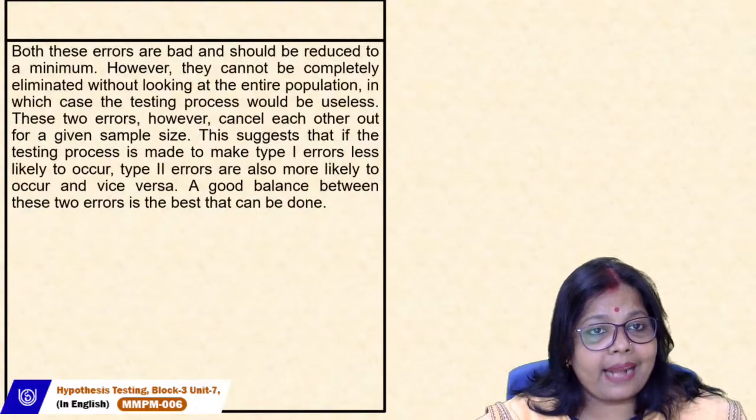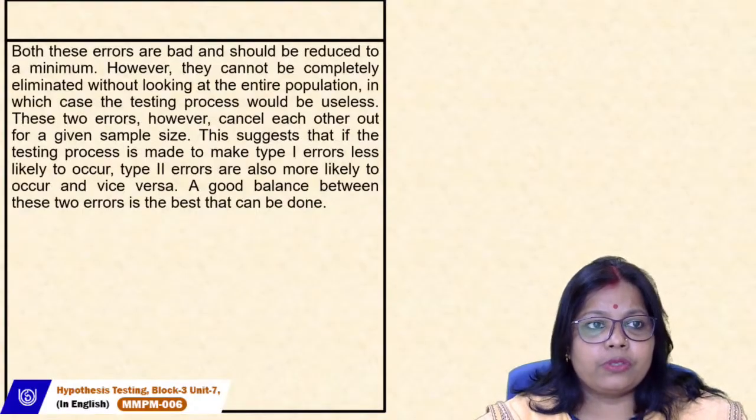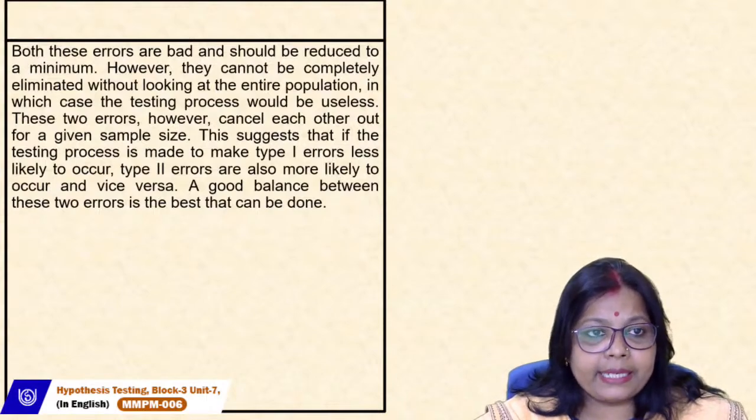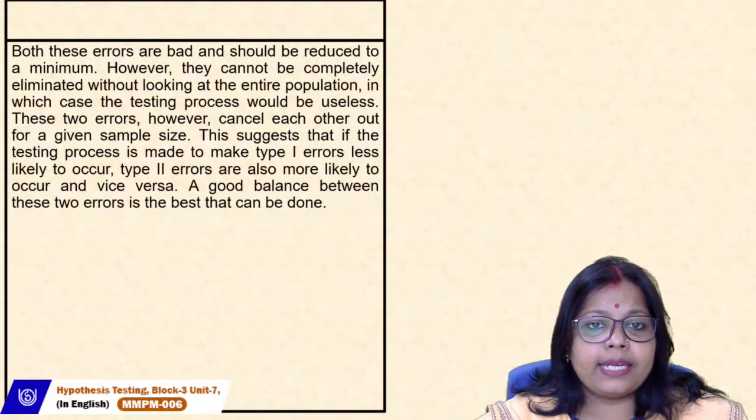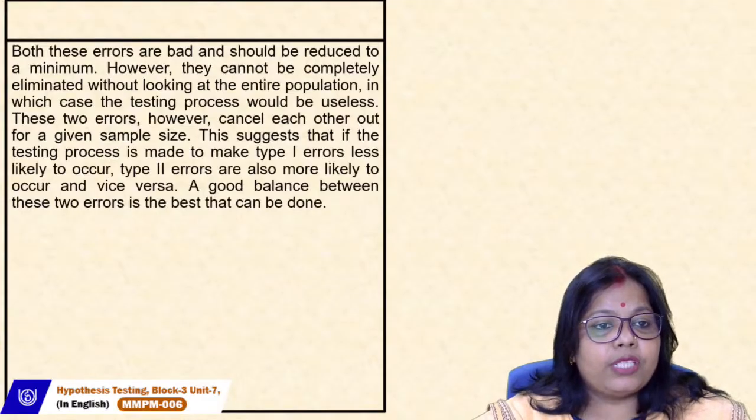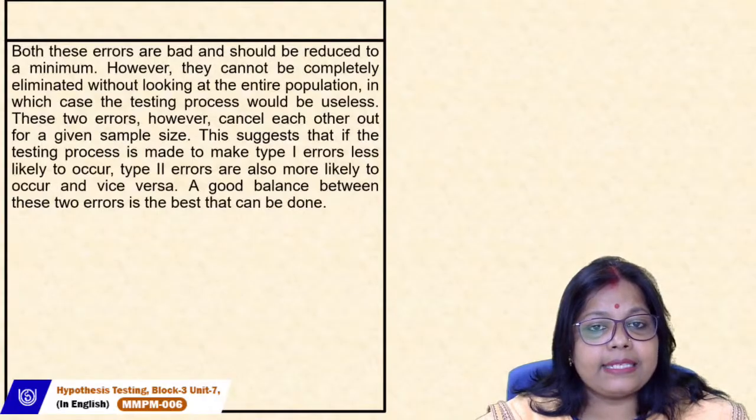Both those errors are bad and should be reduced to a minimum. However, they cannot be completely eliminated without looking at the entire population, in which case the testing processes would be useless. So these two errors, however, cancel each other out for a given sample size.